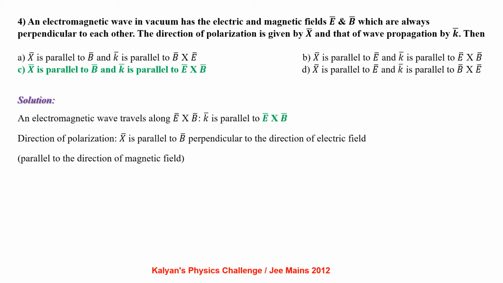An electromagnetic wave in vacuum has the electric and magnetic fields E bar and B bar, which are always perpendicular to each other. The direction of polarization is given by X bar and that of wave propagation by K bar. Then an electromagnetic wave travels along E bar cross B bar. So K bar is parallel to E bar cross B bar. Direction of polarization X bar is parallel to B bar, that is perpendicular to the direction of electric field. So it will be parallel to the direction of magnetic field.